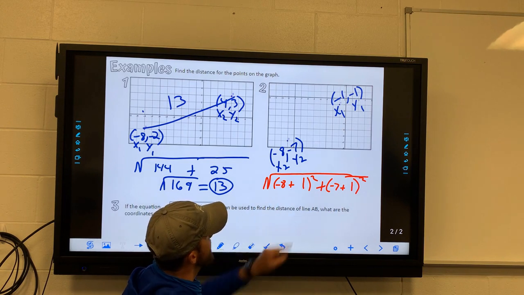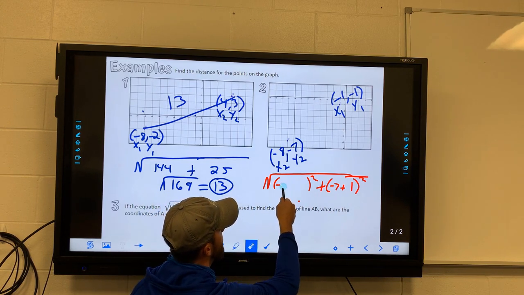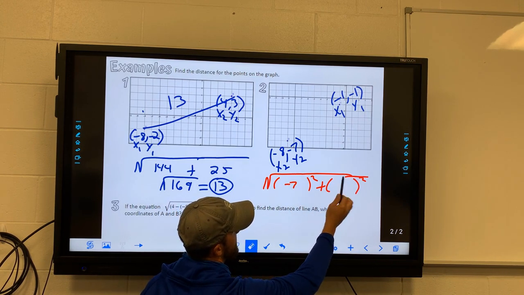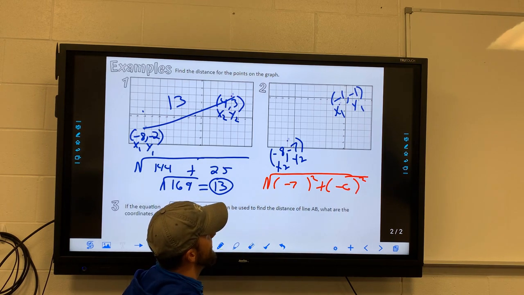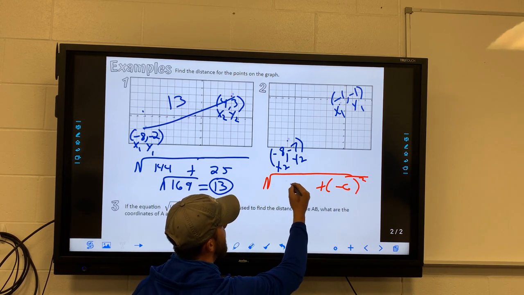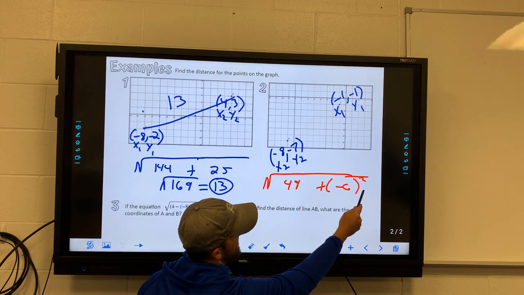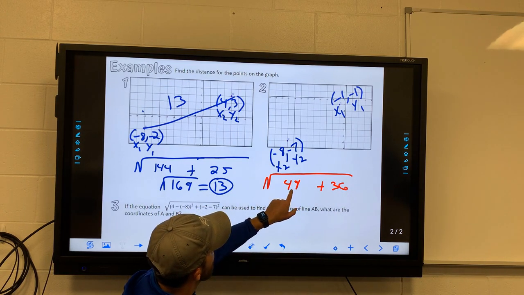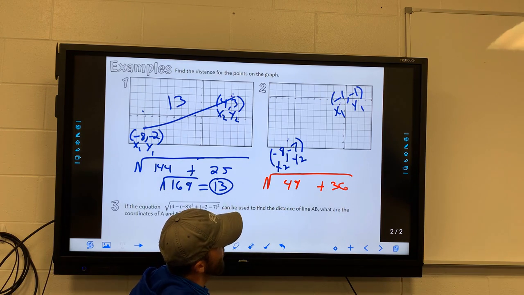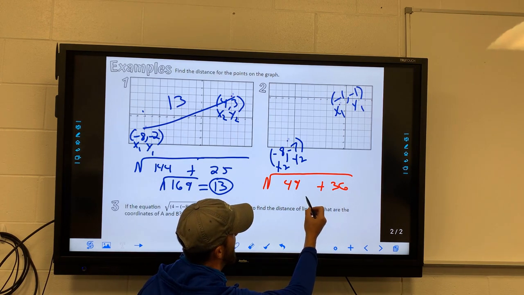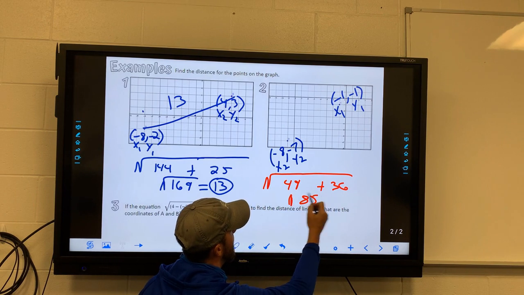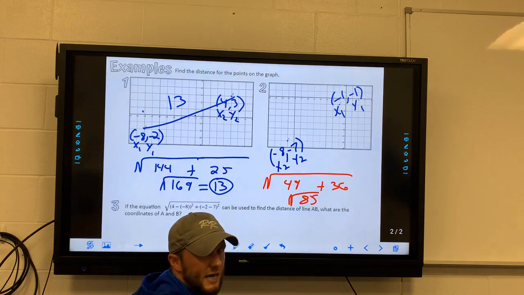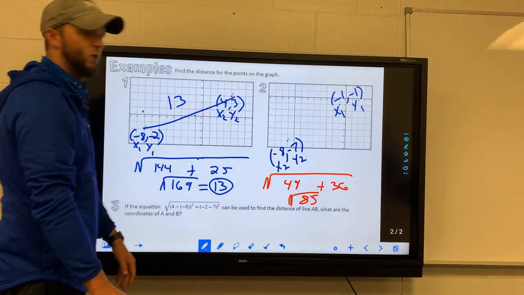So -8 plus 1 is going to be -7. -7 plus 1 over here is going to turn into -6. -7 times -7 is going to turn into +49. -6 times -6 is going to turn into 36. Okay? And then 49 plus 36 is going to be what? 85? Is that correct? Okay? And then just so you guys know, there's not a perfect square here. So that means it's going to turn into a long decimal. But I'm going to end up just leaving that at the square root of 85.